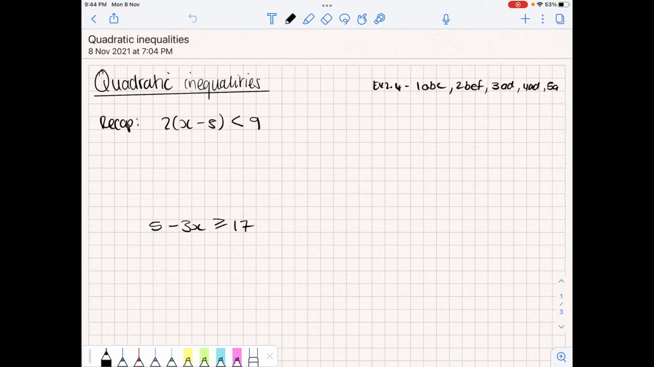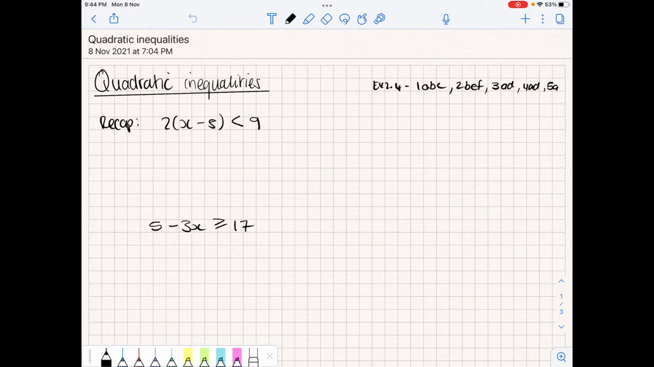Okay, so we're going to discuss some quadratic inequalities, right? Before we discuss quadratic inequalities, let's just look at simple linear inequalities that we've dealt with before. So let's have a look at the first one. We have 2 in brackets x minus 5 is less than 9, and we need to solve for the values of x that would make this statement true.